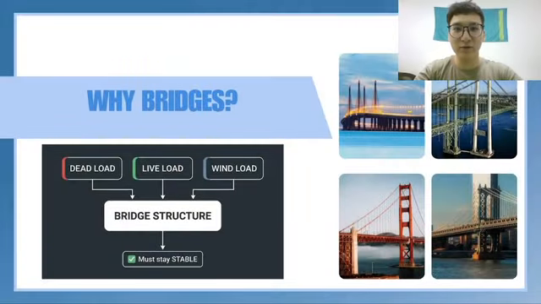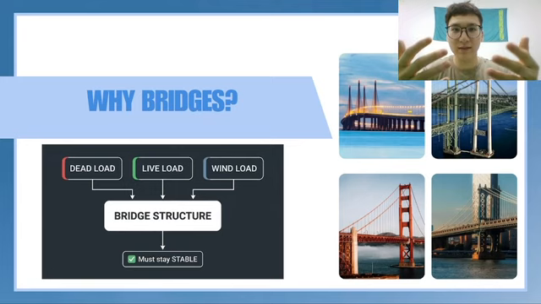Before we dive into mathematics, let's understand the main engineering problem. A bridge must carry its own weight, and that's called the dead load. Plus, we also have the weight of the cars and the people. That's our live load. And moreover, our bridge must resist wind and sometimes earthquakes.